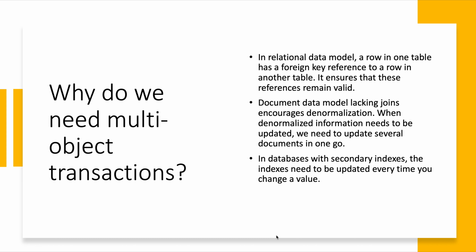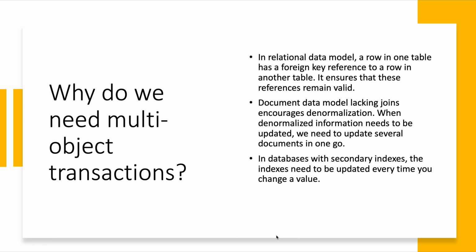So that is treated as a single object document, and it is treated as a single object transaction, and no multi-object transactions are needed when we update a single document. But document databases, which lack join functionality, encourage denormalization. And when denormalized information needs to be updated, we need to update several documents in one go. So transactions are very useful in this situation to prevent denormalized data from going out of sync.